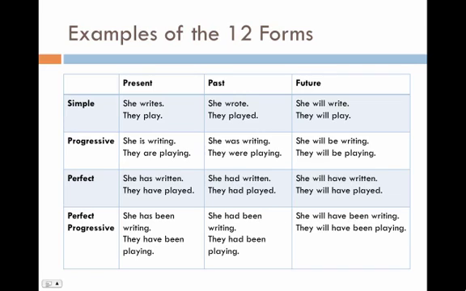If you were to present this chart to a student, what do you think the reaction would be? What was your reaction when this slide came up? When we grow up speaking English, it isn't like we wake up one day and have suddenly mastered all of these 12 forms.